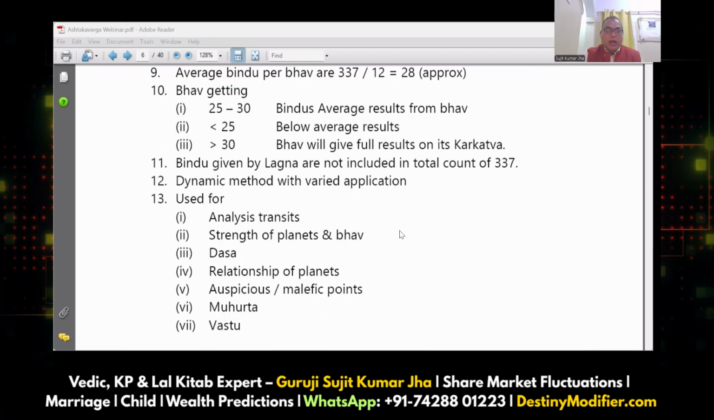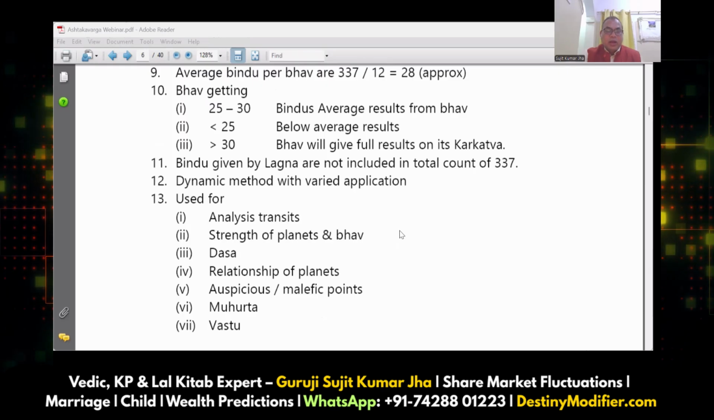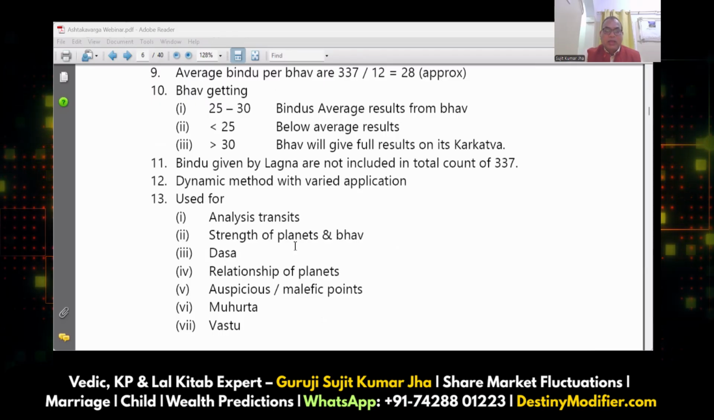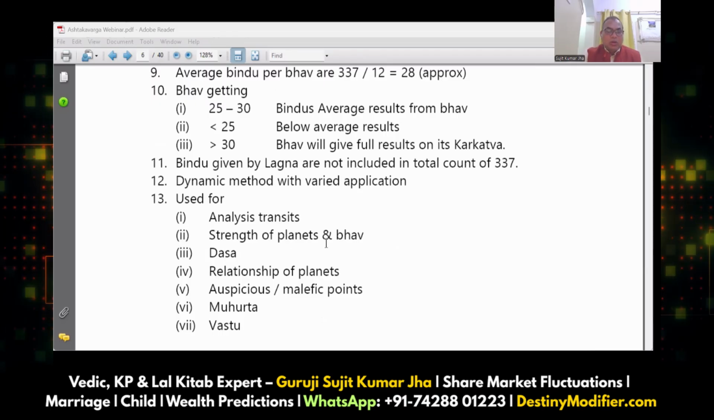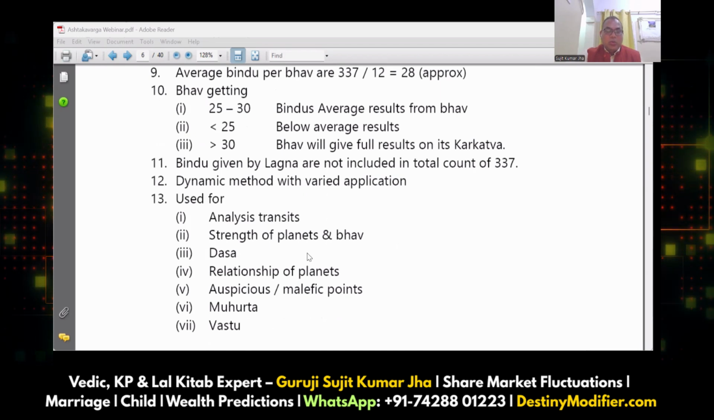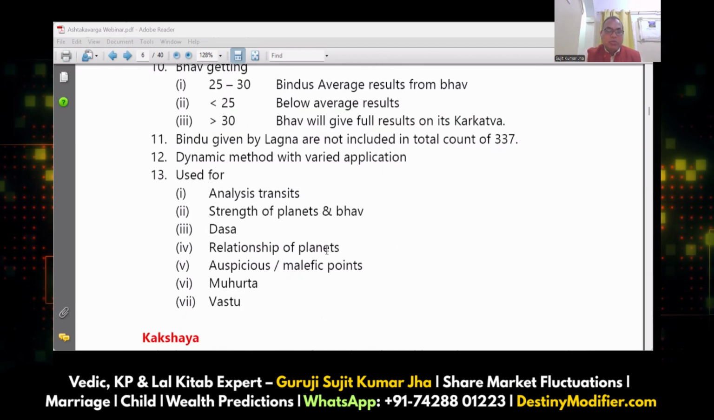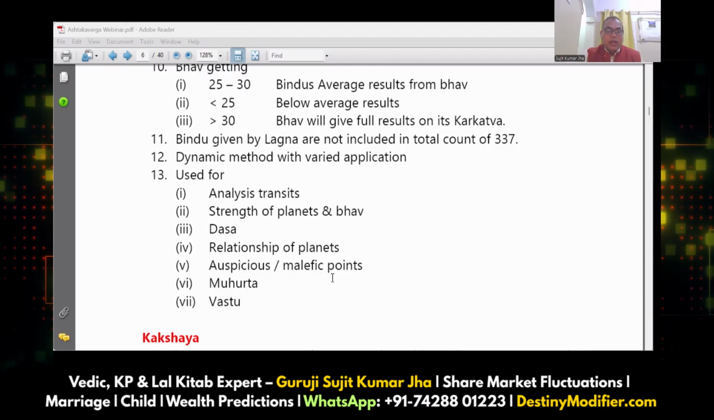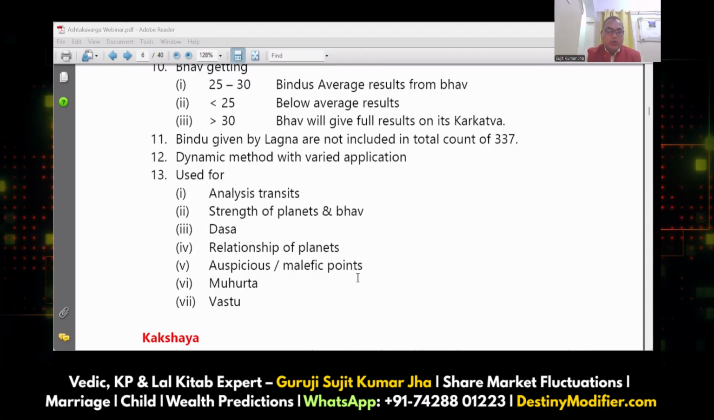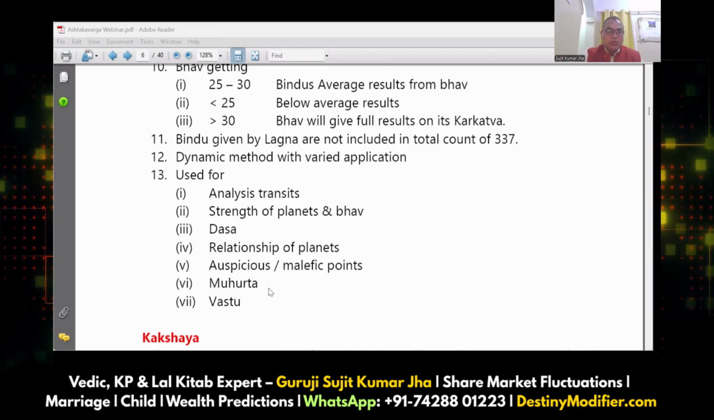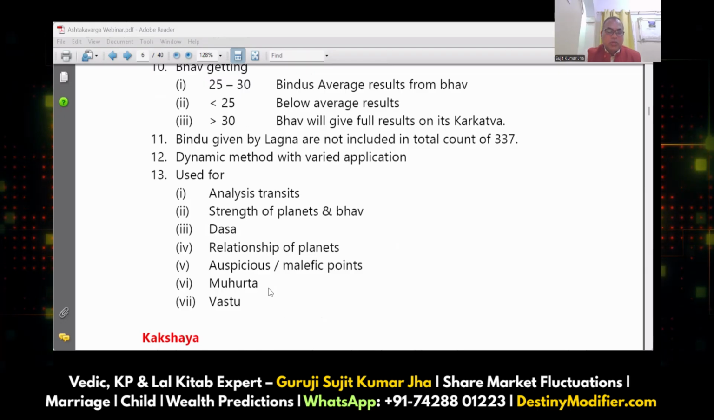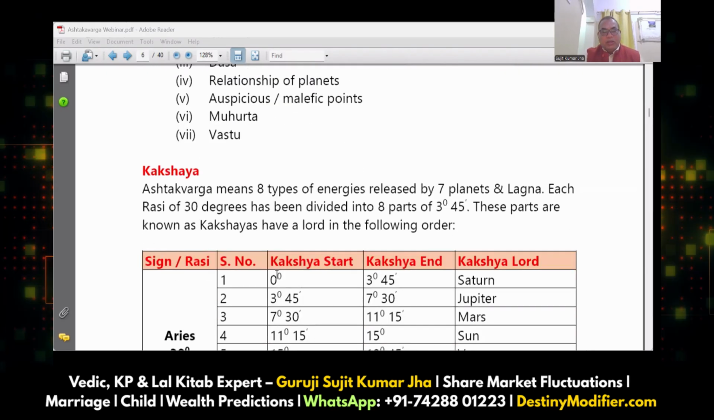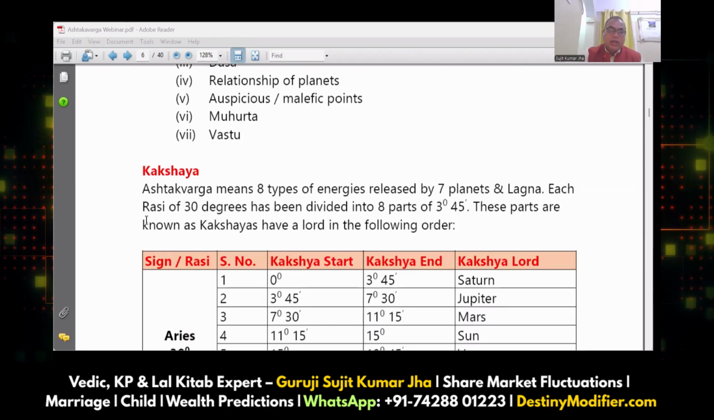Now, where is Ashtakavarga used? Ashtakavarga is used for the analysis of transit of a planet, to find the strength of a planet in a house, to find how Dasa and Antara are good or bad, to find relationships among planets, and to calculate auspicious points and malefic points. To judge the muhurta, which muhurta time is good, we can use Ashtakavarga, and for Vastu also we use Ashtakavarga. Then the most important thing in Ashtakavarga is Kaksha.